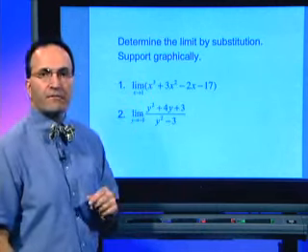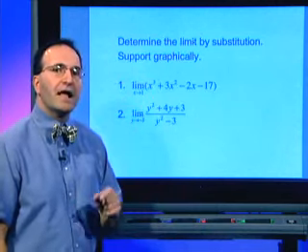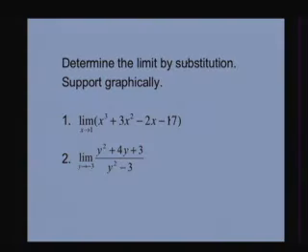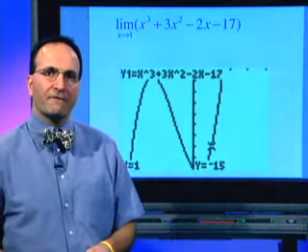So determine the following limits by substitution and then support it graphically. We have the limit as x goes to 1 of the polynomial x cubed plus 3x squared minus 2x minus 17. And our second problem will be the limit as y goes to negative 3 of y squared plus 4y plus 3, all divided by y squared minus 3. Let's take a look at that first example.